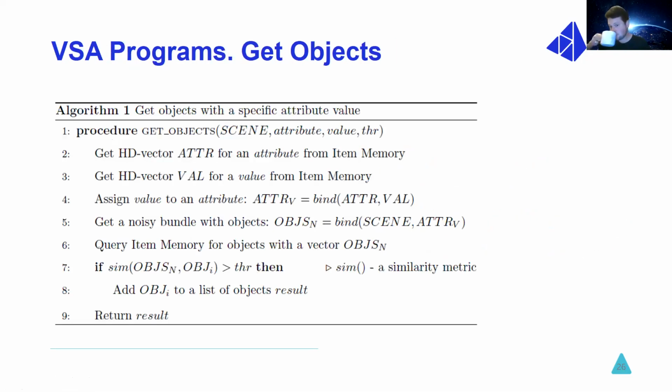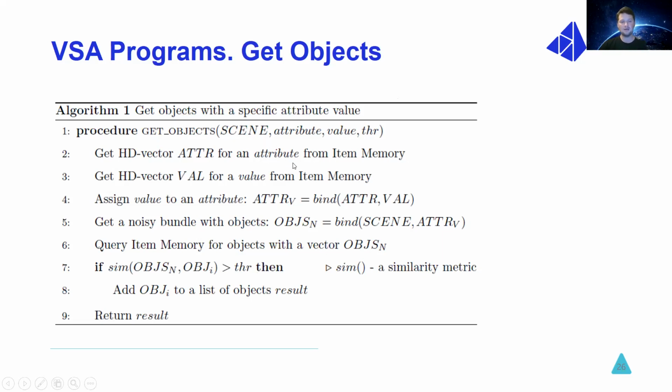And now, when we have this representation, we are able to apply these small programs, small steps in our programs that answer the question, and several of them. The most basic procedure, given an attribute and value pair, returns objects with this attribute and value.